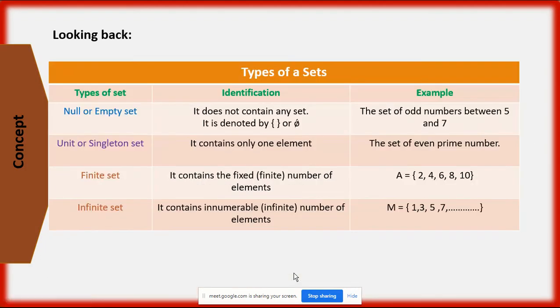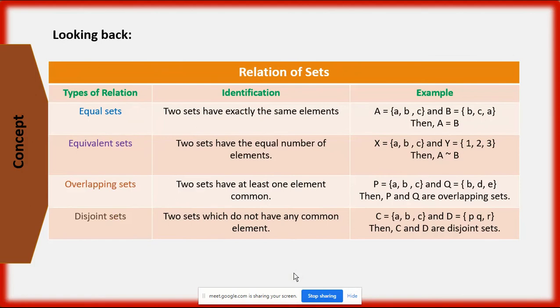About equivalent sets, that is also clear. And overlapping sets: at least one element is common, that is overlapping sets. Disjoint sets are two sets which do not have any common elements. These are not difficult points.